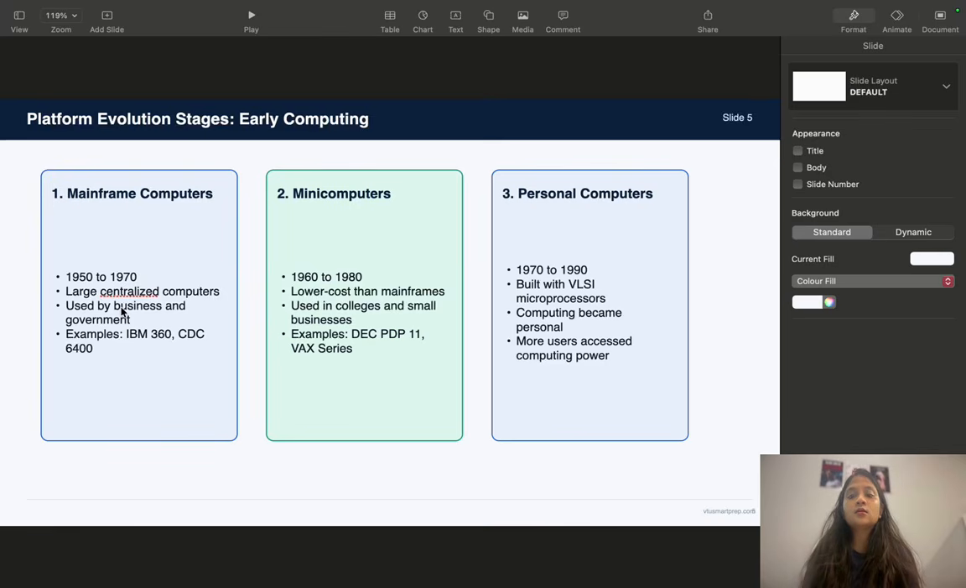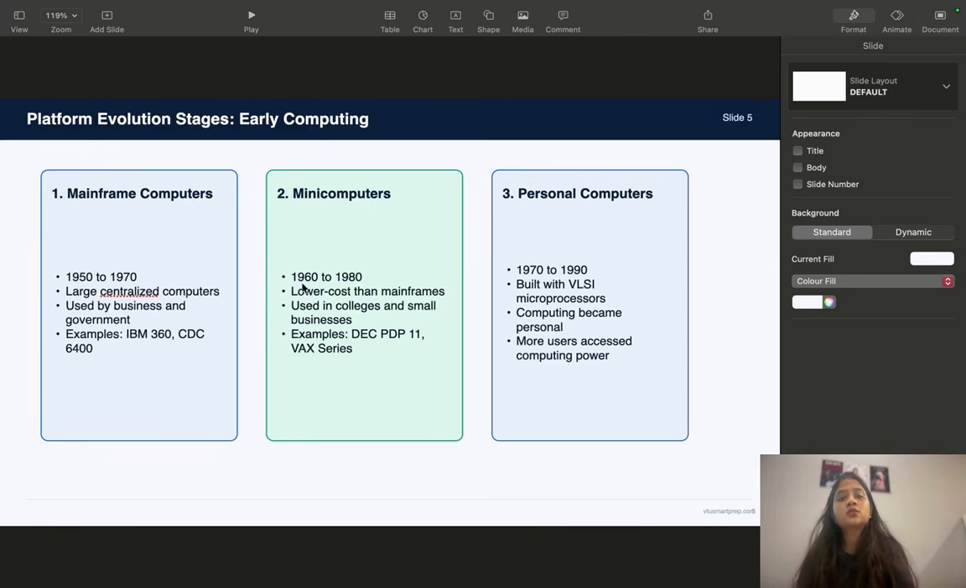And they were very large centralized computers. And next, they were mainly used by the big companies and the government organizations. Government organizations and big companies are very huge, right? So for that you can just use mainframe computers. When we talk about mainframe computers, they used to be used in big companies and government organizations, and they used large centralized computers, not distributed.